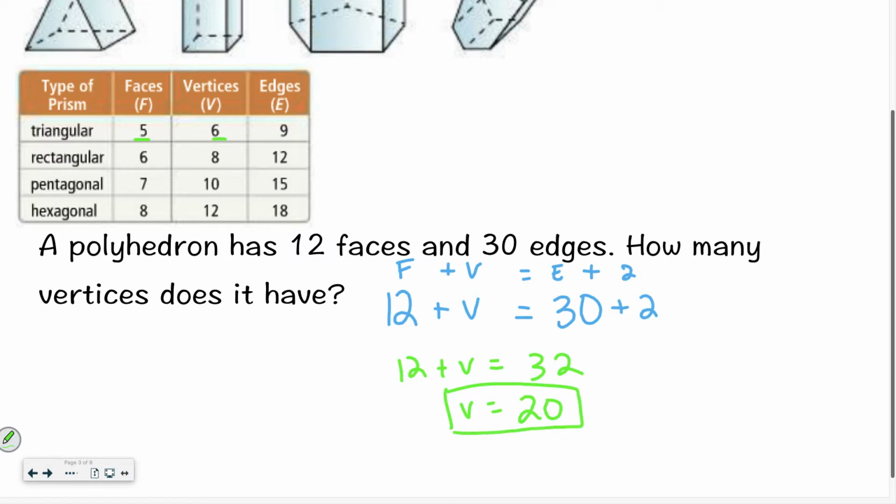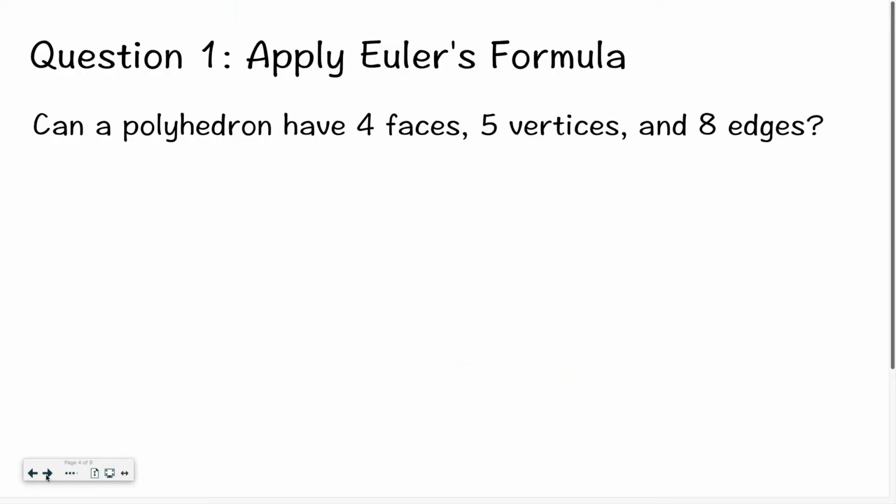So you'll have some questions like that where you just have to calculate one of those missing numbers. It's not always going to be a vertex. Sometimes you'll solve for the number of faces or the number of edges, but it's the same idea. Why don't you go ahead and see if a polyhedron can have 4 faces, 5 vertices, and 8 edges. Good luck.